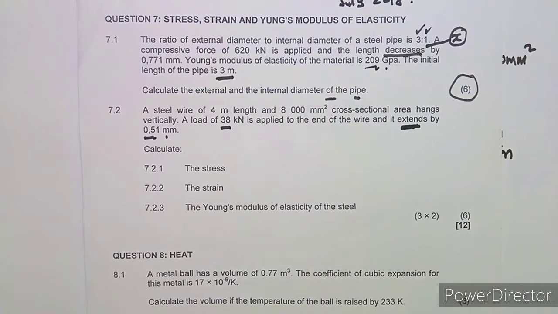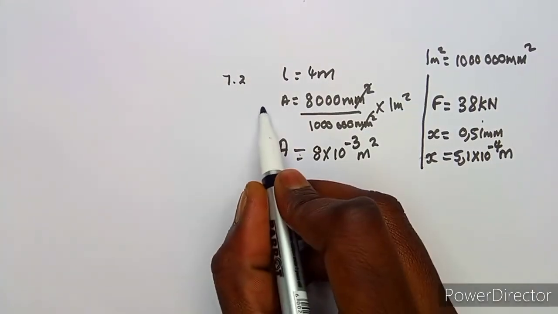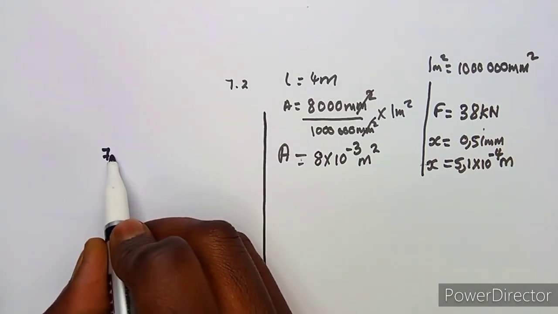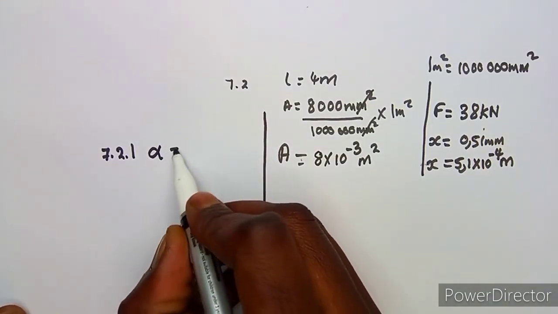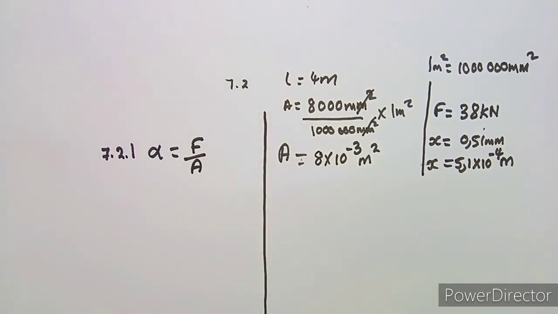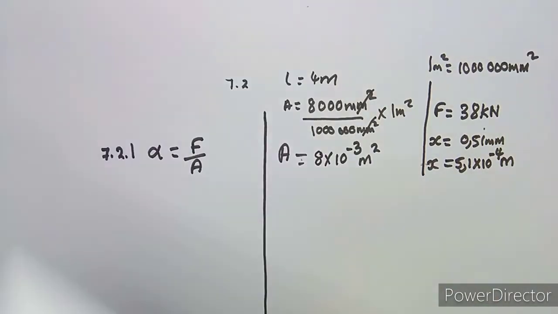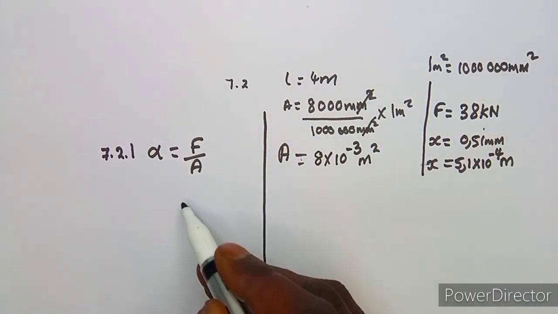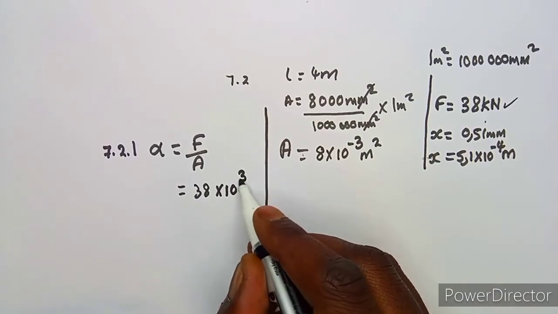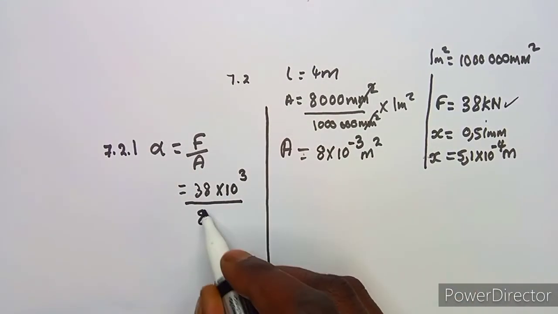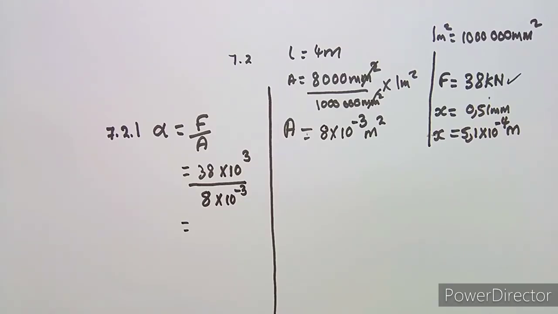With this information, how can we calculate 7.2.1, which is the stress? Which formula are we going to use to find the stress? Remember, stress is written as sigma, which is the force over the area. Some of these things you have, force over area, everything is there, you're given. So you have to know the information that you have and how to put it in. Do you have the force? Yes, which is 38 kilo, that is kilo to the exponent of 3, over the area. Do you have the area? Yes, we have the area, which is 8 times 10 to the exponent of -3. So this is going to give us our stress.